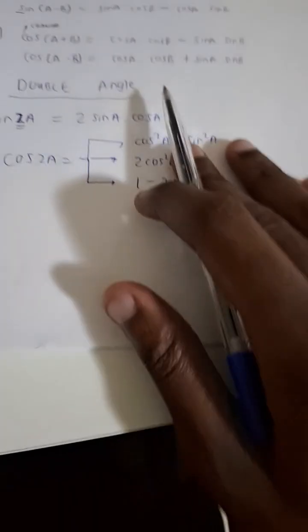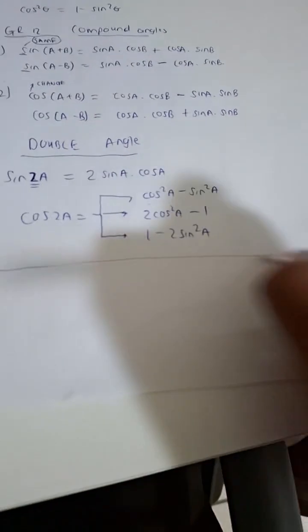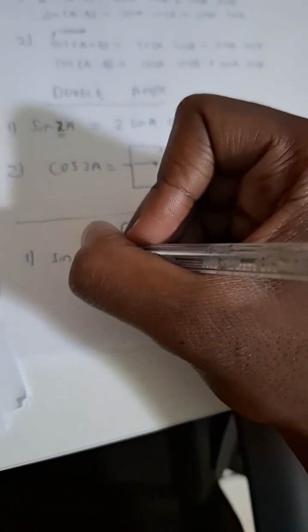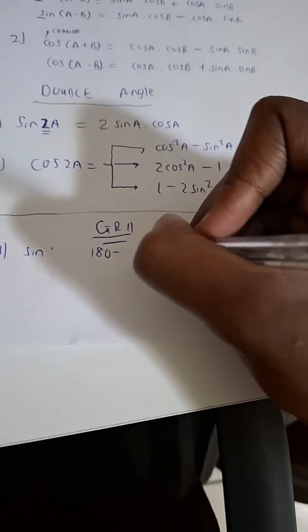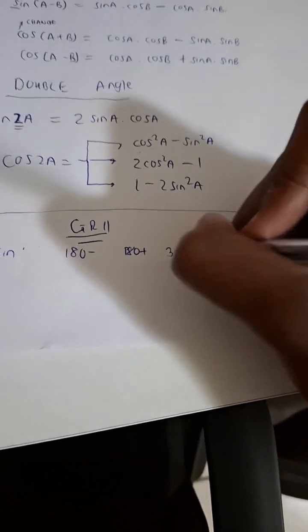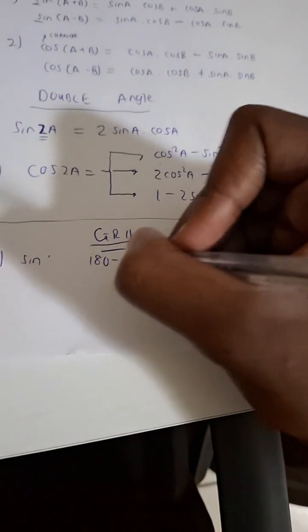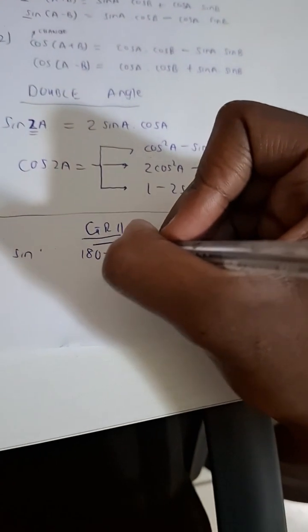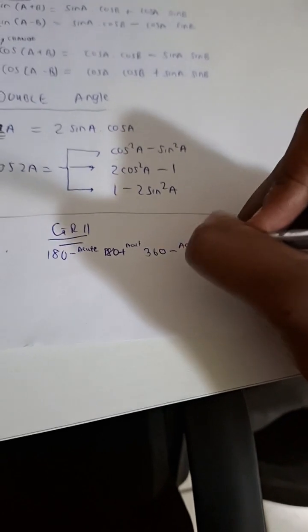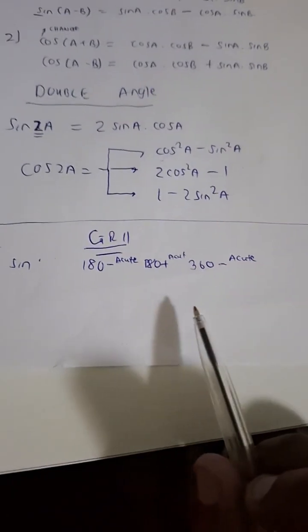Now, in the mix of that, we should not forget our grade 11 work, where we learned about what I refer to as the function values. There was 180 minus, 180 plus, and 360 minus. And there was always an acute angle. An acute angle is an angle between 0 and 90.